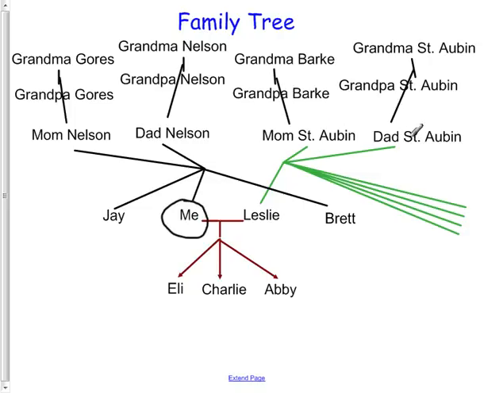And then my wife's dad, his parents were Grandma and Grandpa St. Aubin. So what I'm trying to get at here with this family tree is, let's just say Eli, my son, is he a Barkey? And the answer is yes. He stems from the Barkey family. So Eli is Leslie's son, who is her mom's daughter, who happens to be from the Barkey family. So Eli is a Barkey.